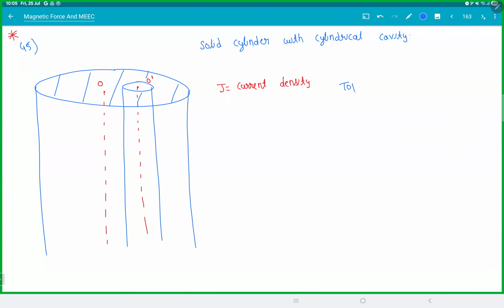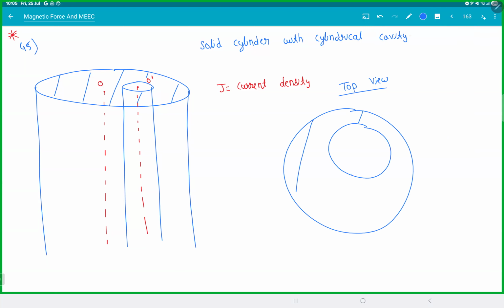So if you look at this in the top view, this is the cavity. This is O and this is O dash. These kinds of cavity problems, you can see in gravitation, electrostatics, and magnetism. And even if you don't know the result, you can guess, right? The field inside will be constant. We proved that in electrostatics. Let's get this.